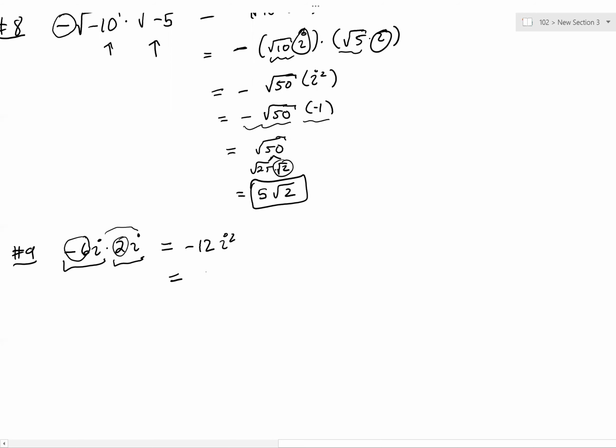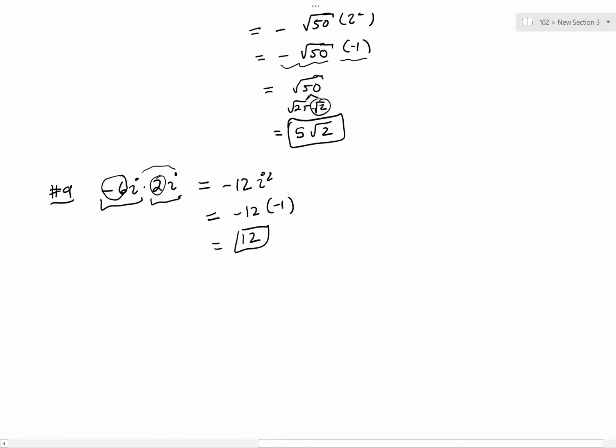That's a -12. Multiply the i and the i, that's i squared. Remember, no powers of i larger than 1. So I can replace that i squared with a -1. And the end result, -12 times -1 will be a +12. So -6i times 2i is just +12.